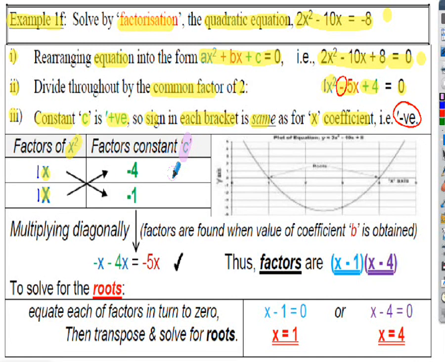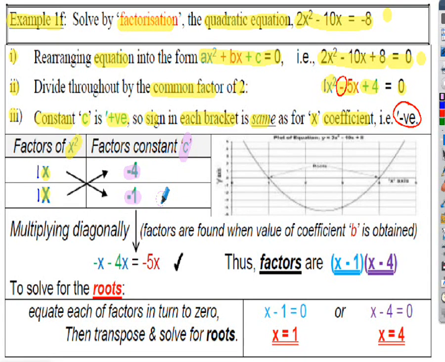Whatever pair of factors I use, they must be negative here because the constant c is positive and the constant b is negative. So they've got to be negative values. And I've chosen to use negative 4 and negative 1 in this particular case. I cannot use 4 and 1. I know that's going to give me the wrong answer. But I could use negative 2 and negative 2. But I'm going to try negative 4 and negative 1 here.